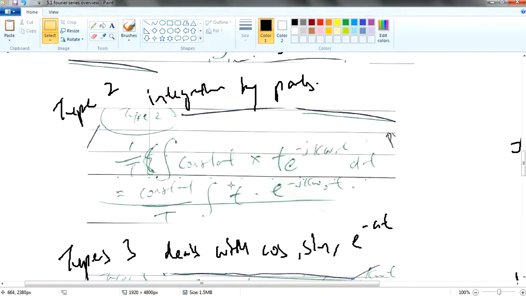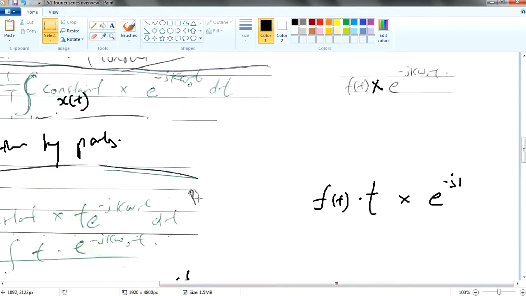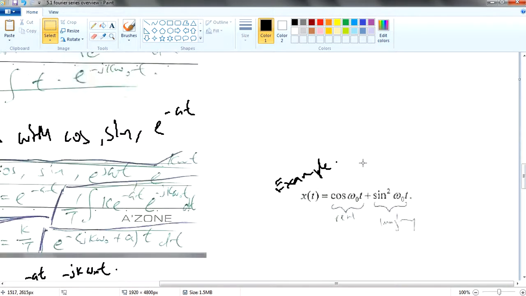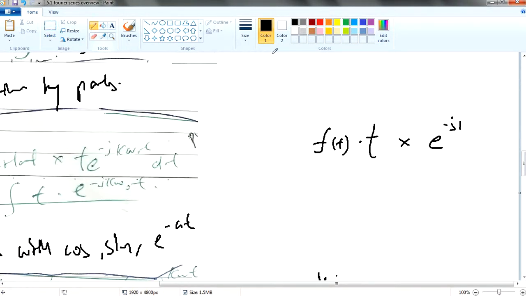So type 2 is a little different. It's in terms of integration by parts. So let's say your function is in terms of t now. Previously the function was just the function times e^(-jωt). Now if the function is multiplied with t, that contains t, then you have to do integration by parts. This is the general concept.